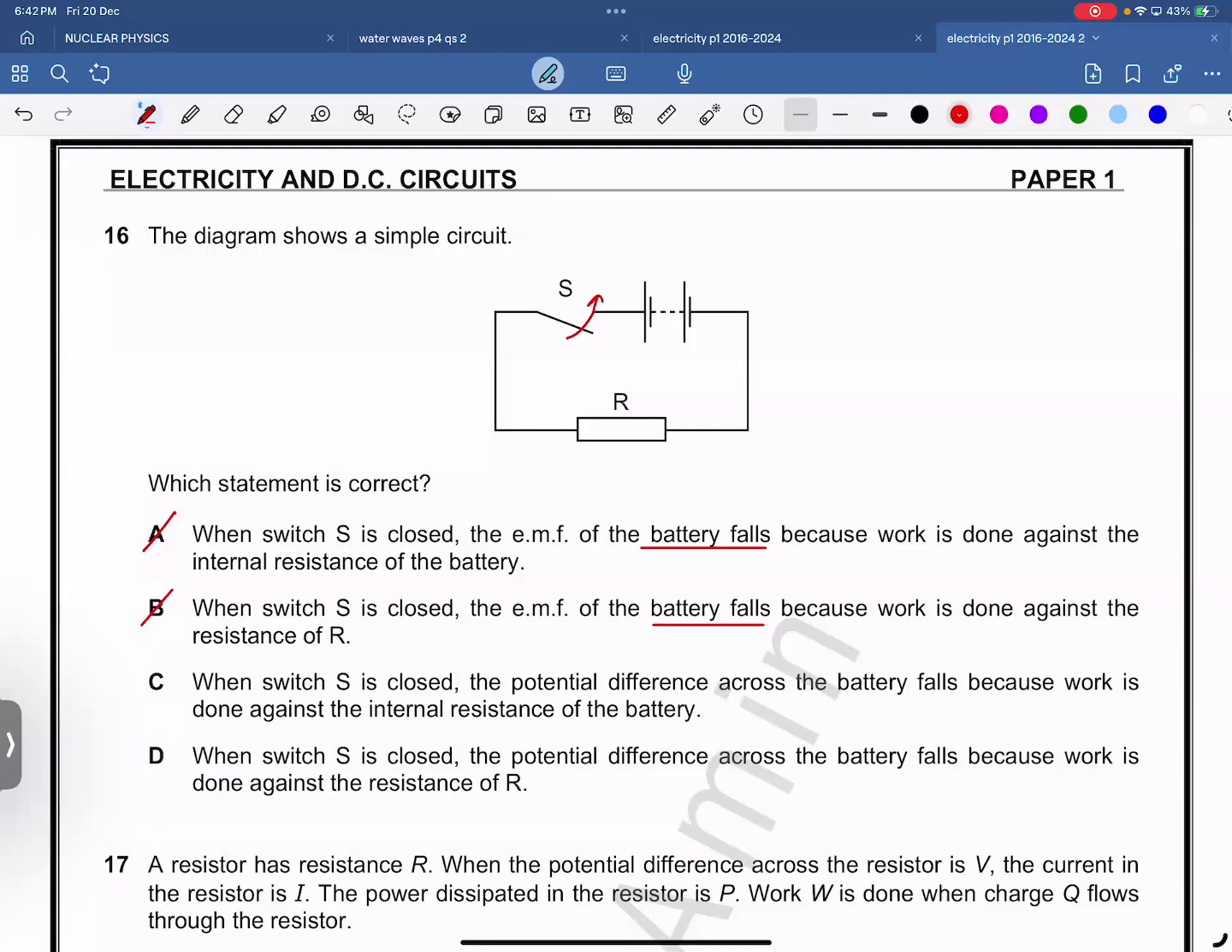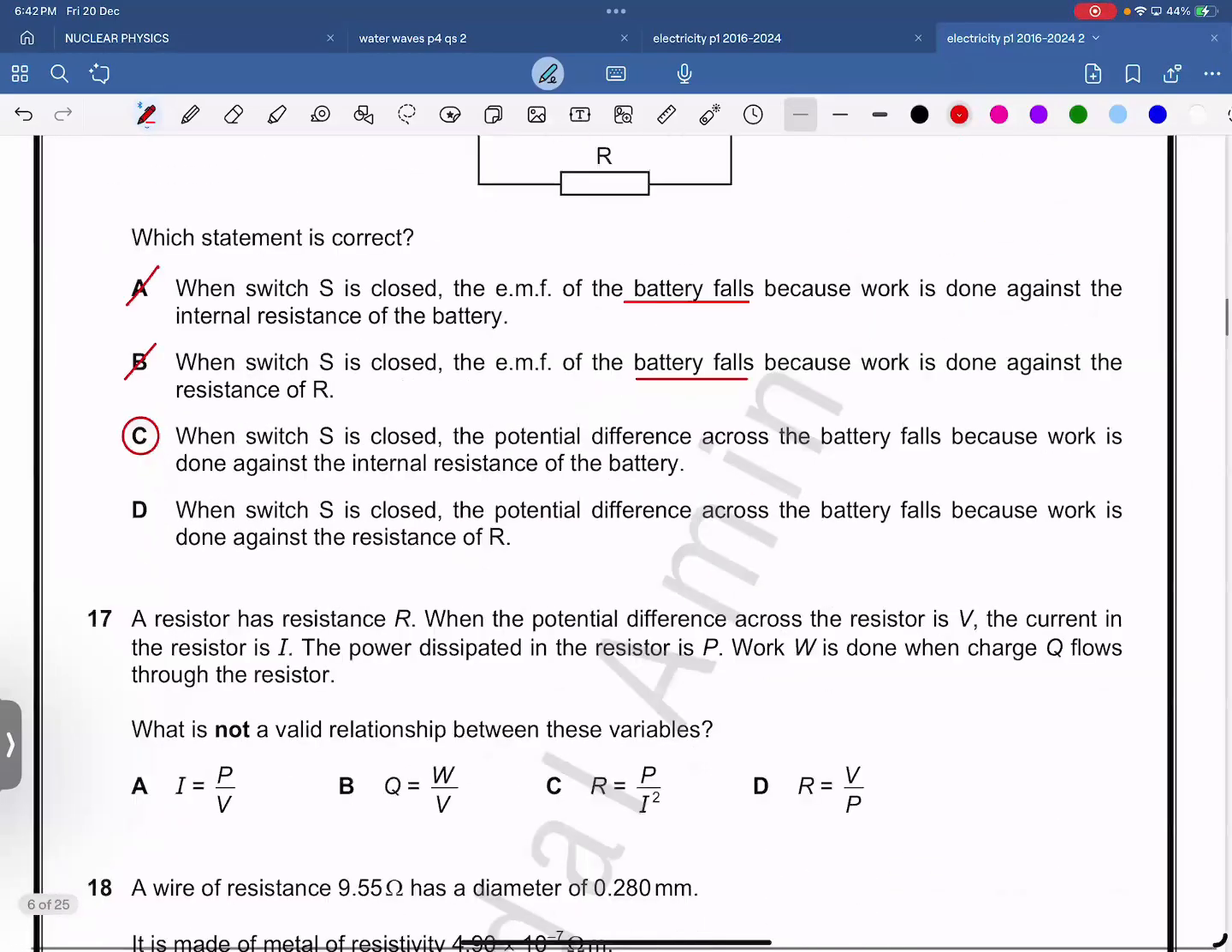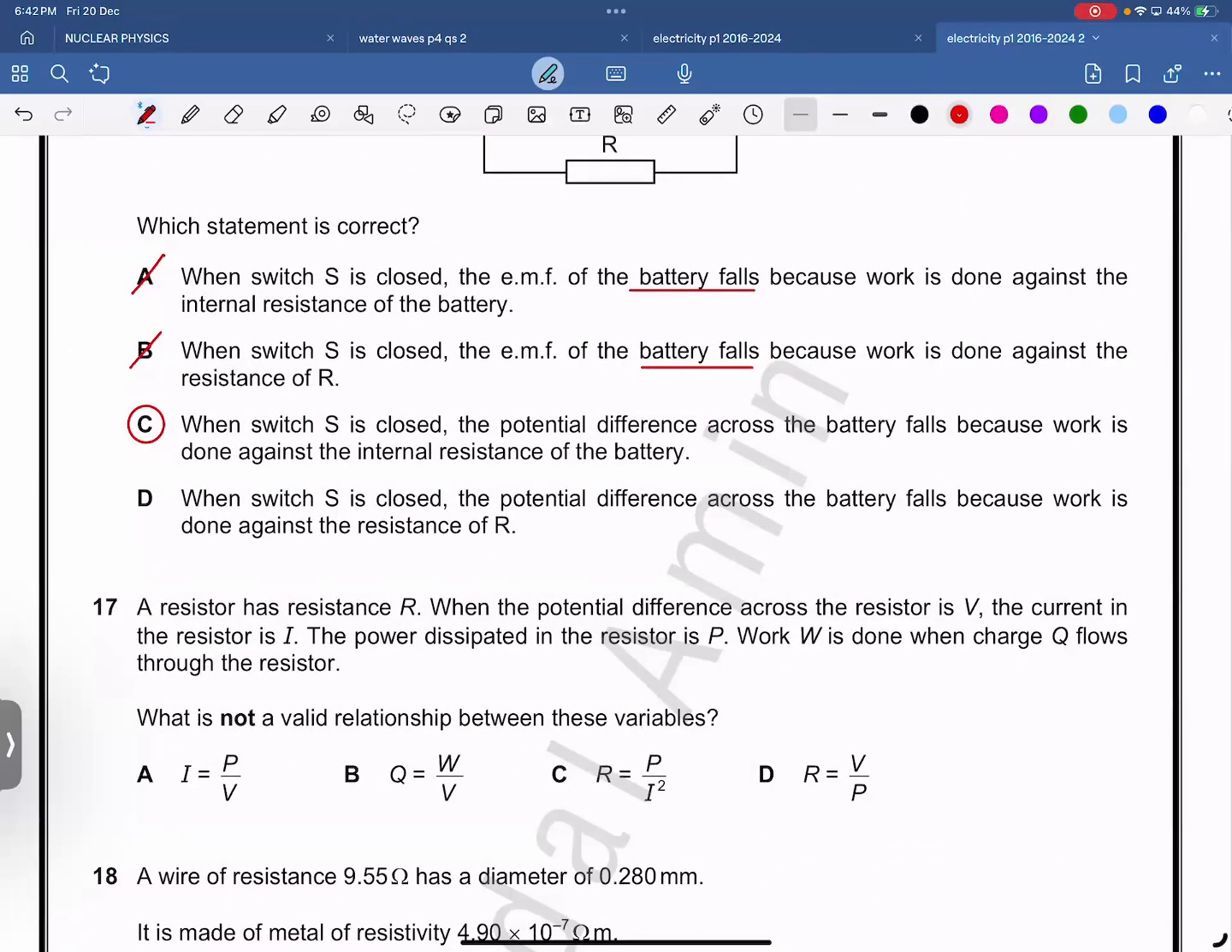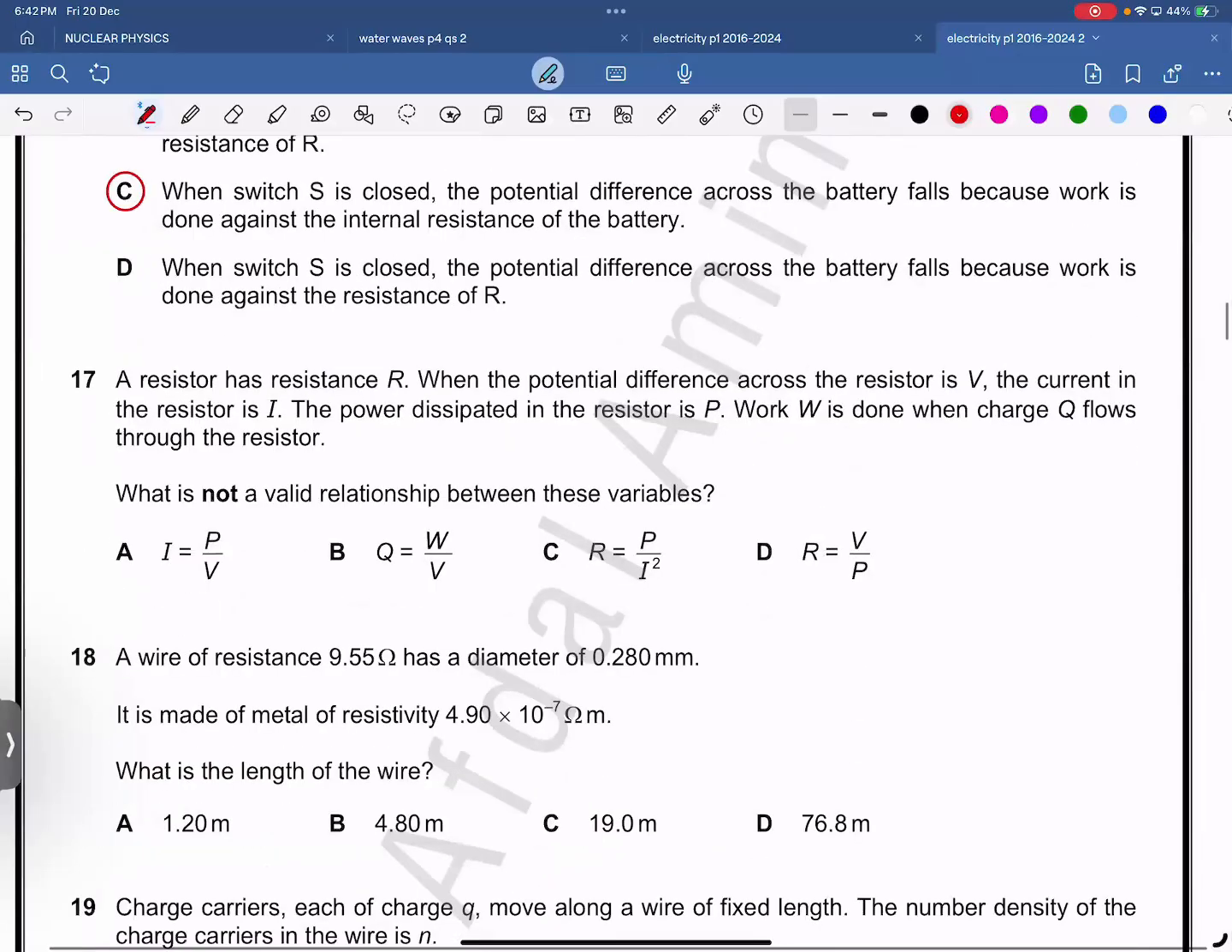When switch is closed, the potential difference across the battery falls. Let's read. Because the work is done against the internal resistance. Yes, this is true, my dear. Why? Because you know terminal potential difference is EMF minus IR. So when switch is closed, there will be current. Due to current, some PD will be lost in the internal resistance and it will fall, my dear students. Option C is correct. Okay, option C is correct answer.